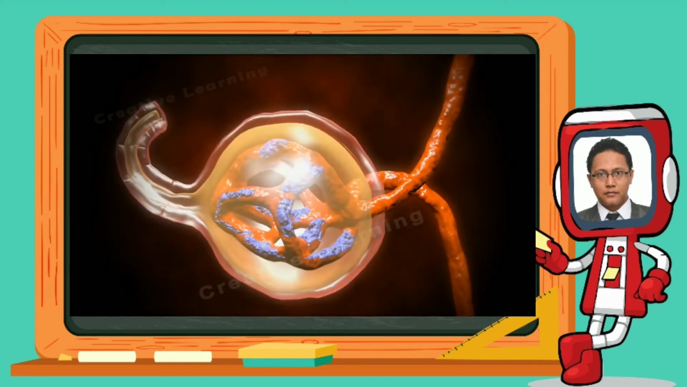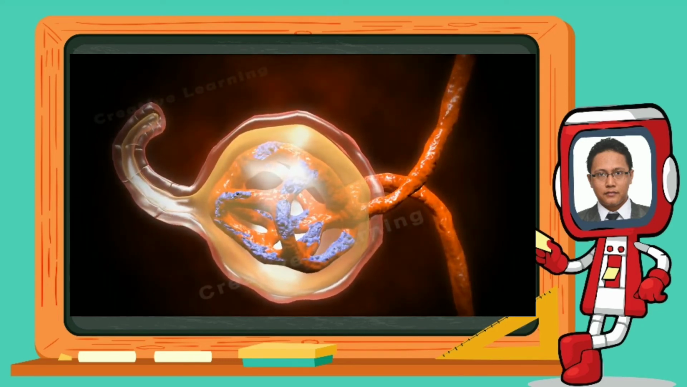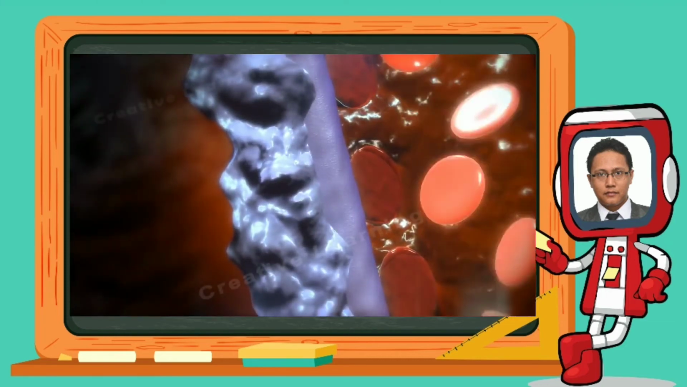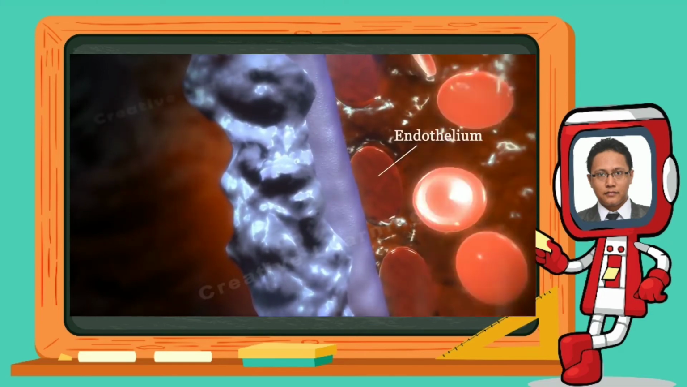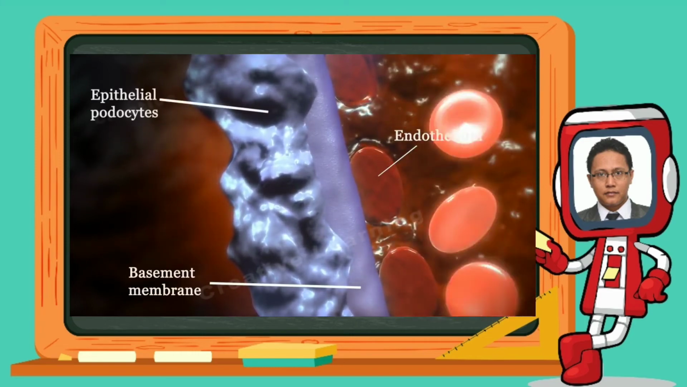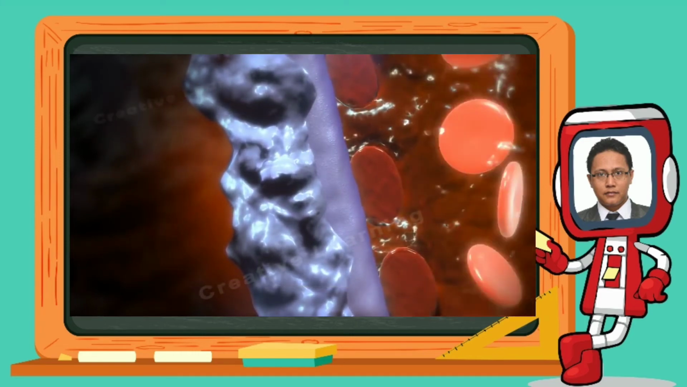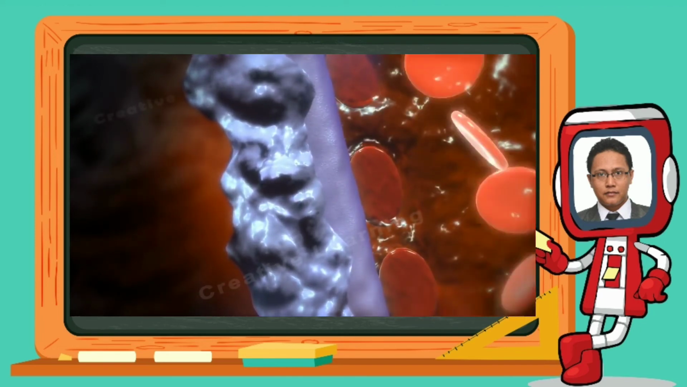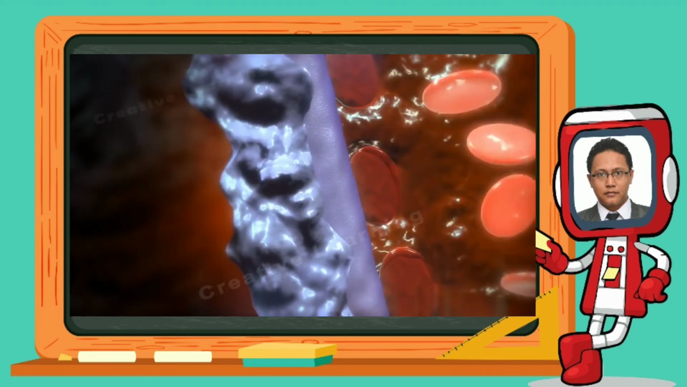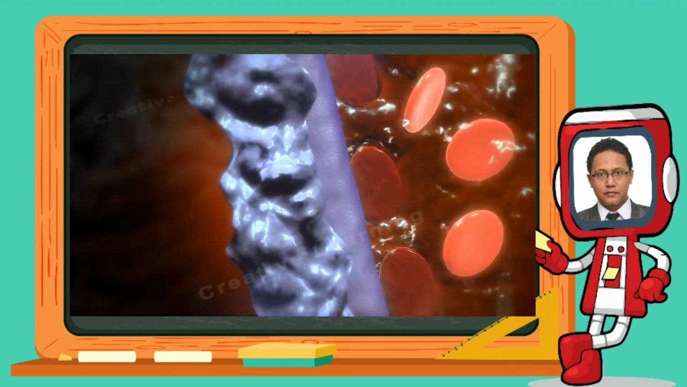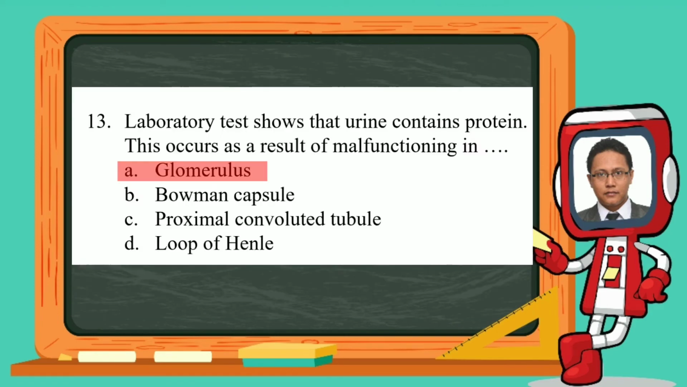Now, what about proteins? Proteins are very big. It means that normally protein cannot escape the glomerulus. They will stay in the blood vessels, so you normally don't find them in the urine. So the answer for this question is glomerulus. The filtration process is faulty because it allows protein to enter the Bowman's capsule. So that's the answer for number 13.